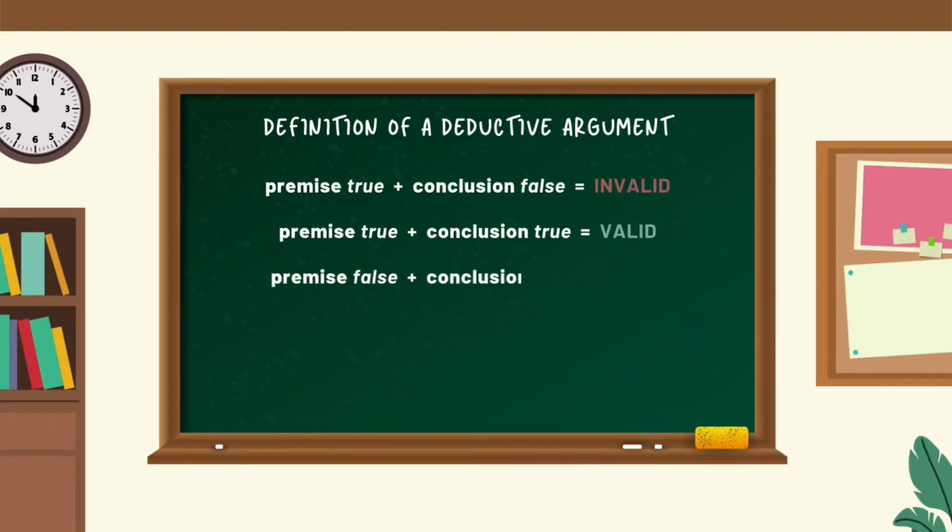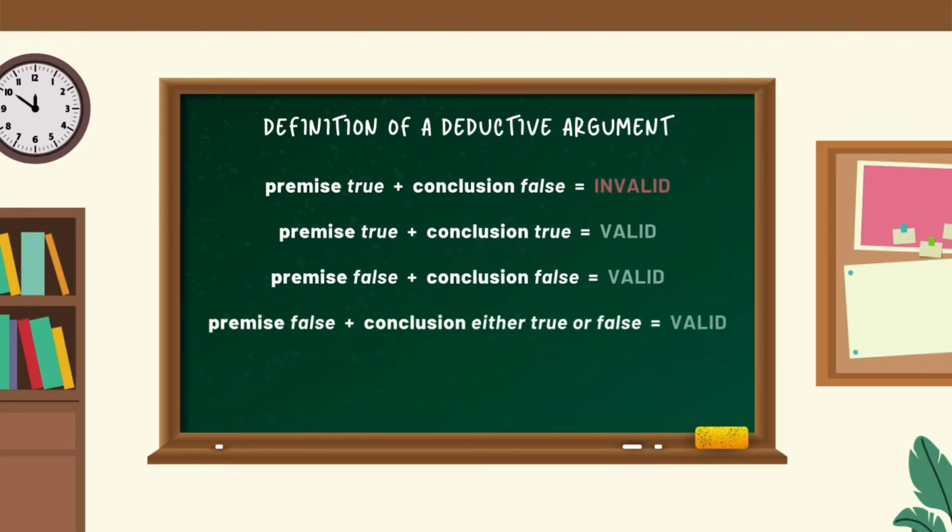Continually, an argument where the premise set is false and the conclusion is also false is still valid. Moreover, in all other possible combinations of truth values of the premise set and the conclusion, the argument form is considered valid. For instance, if the premise set is false and the conclusion can either be true or false, then the argument form remains valid. Another, if the conclusion is true and the premise set can either be true or false, then the argument form is still valid.